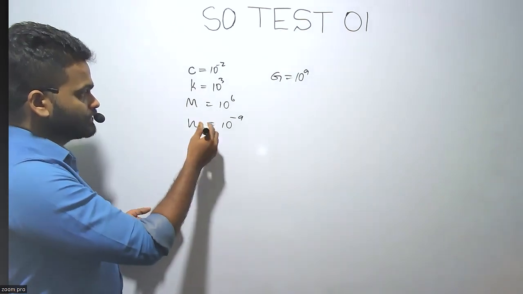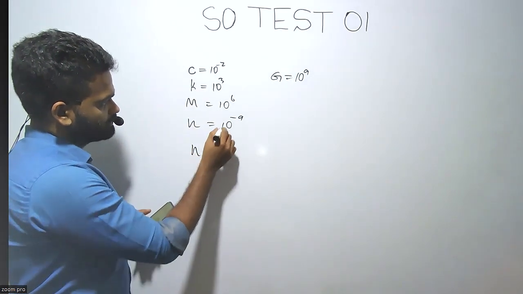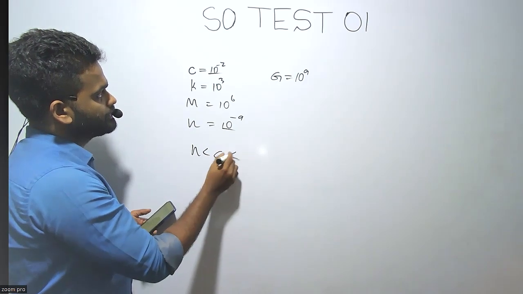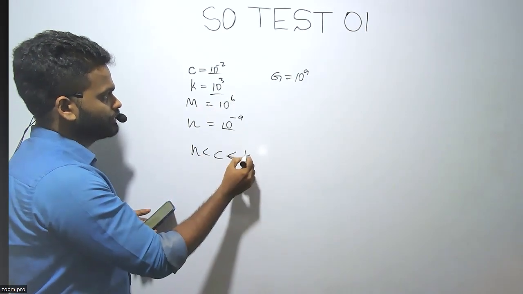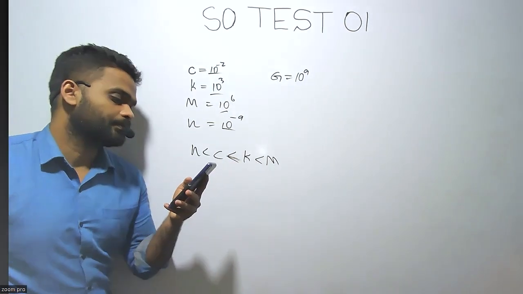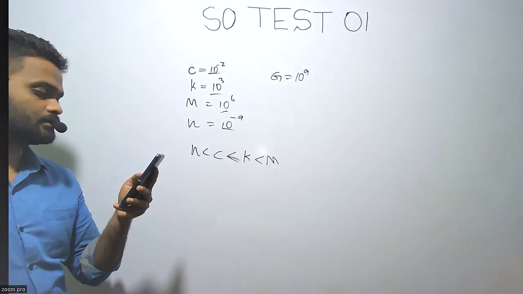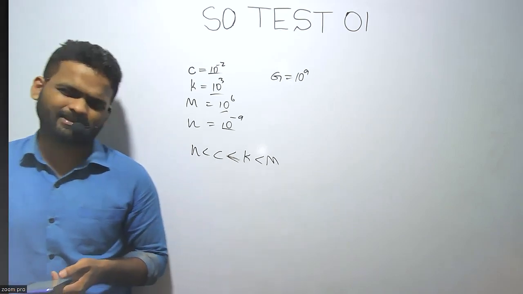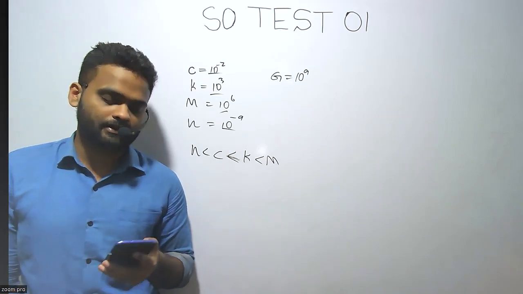So the ascending order: the smallest one is nano, then centi, then kilo, then mega. So this is the ascending order, and the answer should be the second one for that, right? These are simple questions. You just need to know these values.